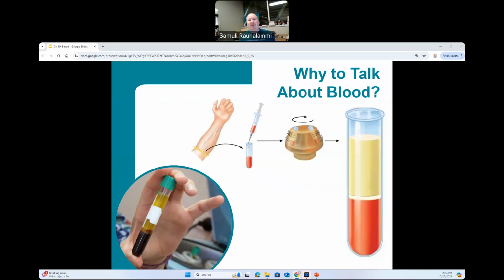There are many different tests, but this is probably the easiest one. Once we have drawn the blood sample, we put it into a centrifuge and we separate the elements of the blood based on their weight. The heaviest material builds up at the bottom of the tube, while the lightest material builds up at the top. So let's have a look at what those elements are that we will see once we have separated blood based on the weight of elements.